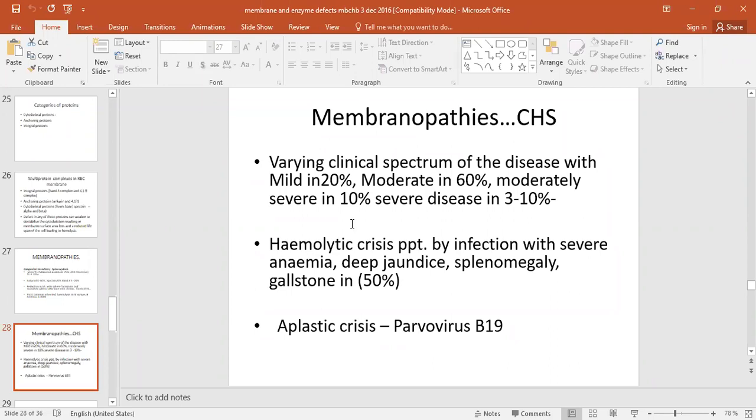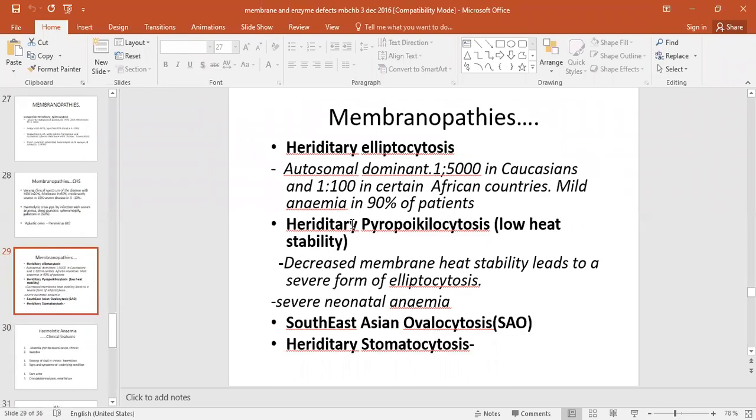So these are patients, ladies and gentlemen, that we have to be keen and careful about because they would tend to present with symptoms that can easily be confused with other disorders. Malaria, for example, in our setup here would have similar presentations. And so one has to be keen on distinguishing this from a membrane disorder. The other types of membrane disorders include hereditary elliptocytosis.